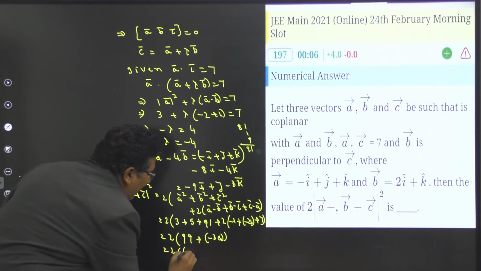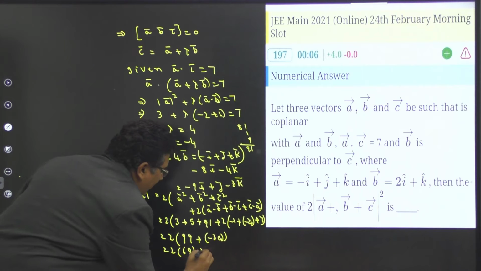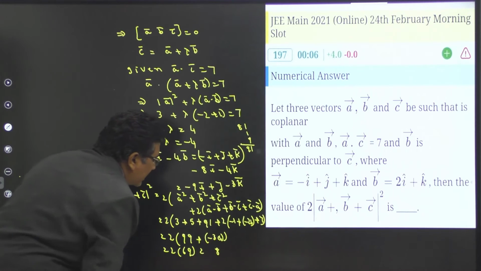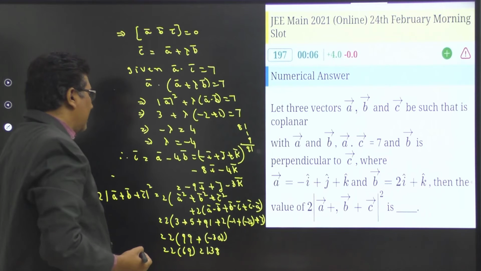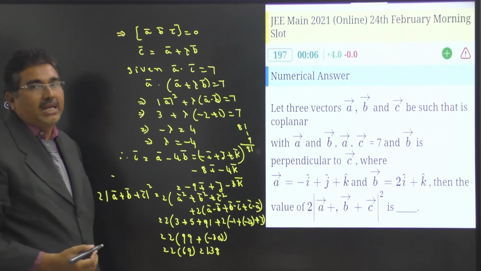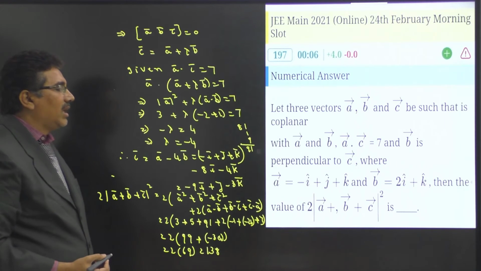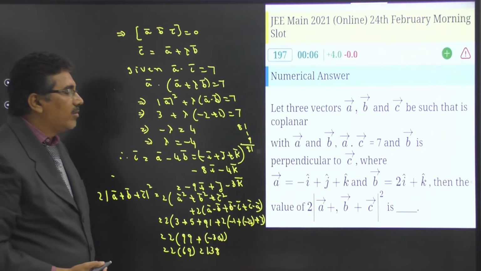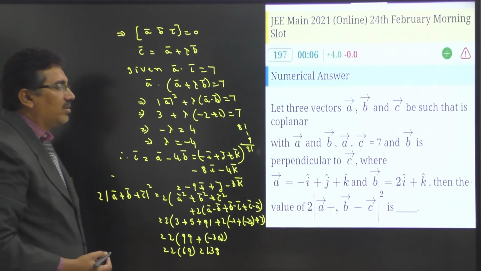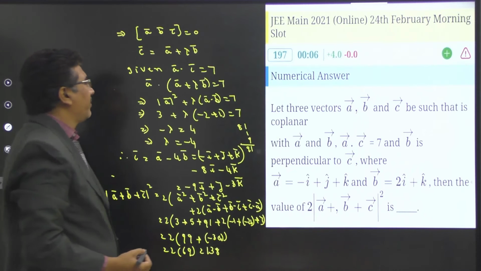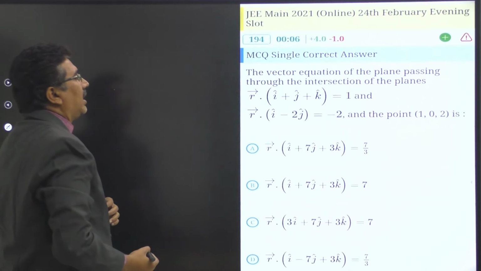99 minus 30, that is equal to 69. That is equal to 2 9s are 18, 2 6s are 12, plus 1, 138. Right, that is the required value. Therefore, 2 times modulus of A bar plus B bar plus C bar whole square, that is equal to 138. Now, let us see the next one.